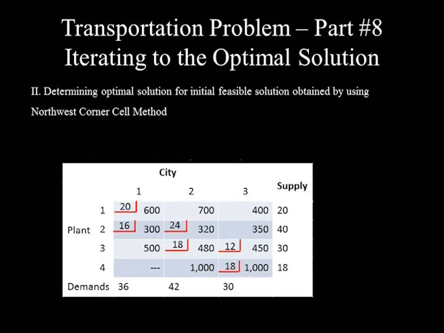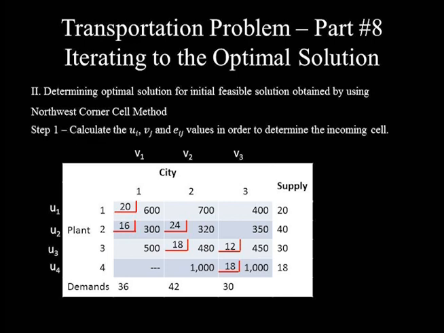As usual, let's assign the row indexes as U sub 1, U sub 2, U sub 3, and U sub 4, and the column indexes as V sub 1, V sub 2 and V sub 3. The formula for calculating row and column indexes for the occupied cells is U sub i plus V sub j is equal to C sub ij. As I mentioned above, the row index of row 1 is conventionally set as 0.